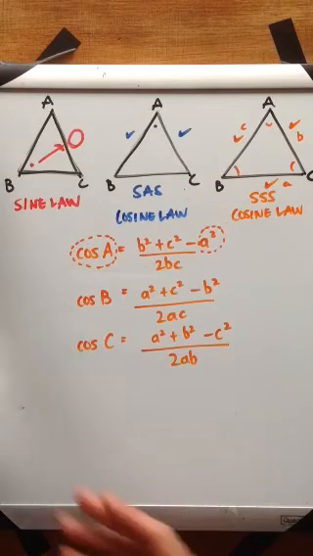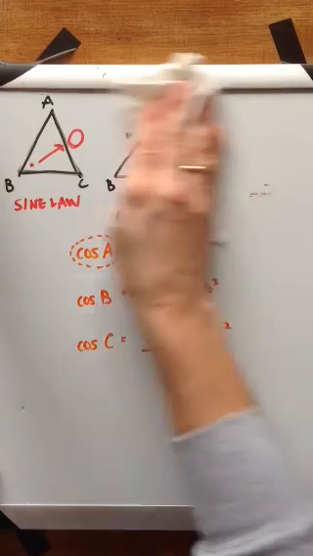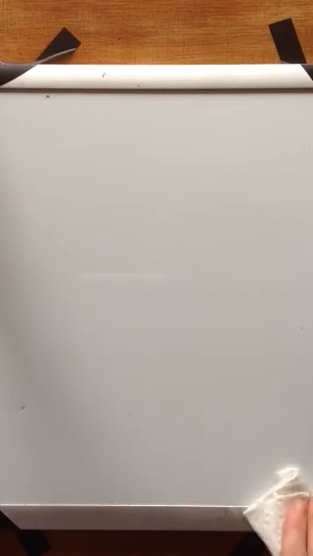So let's go to an example of how we can use cosine law when all three sides are given. And again, remember, this is not a right angle triangle. It can be, but we don't need to use the cosine law for right angle triangles because we have SOHCAHTOA instead, and it's so much faster.